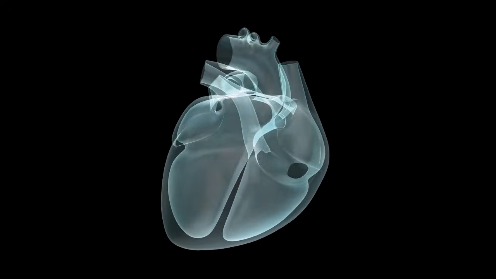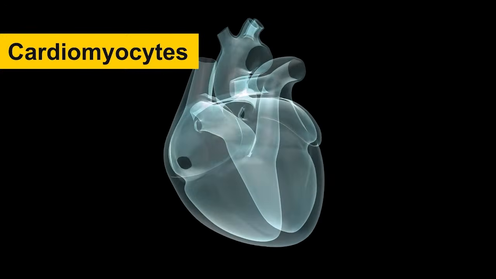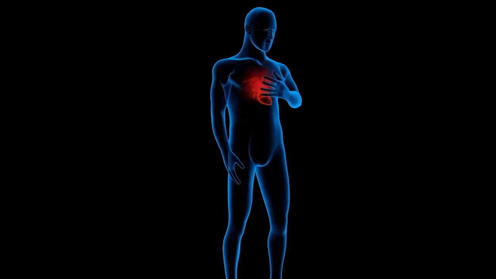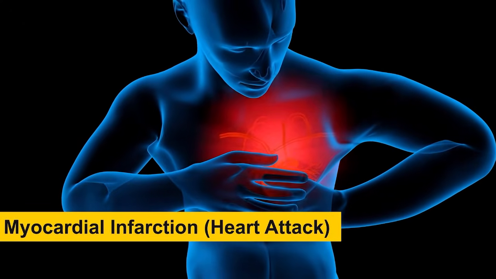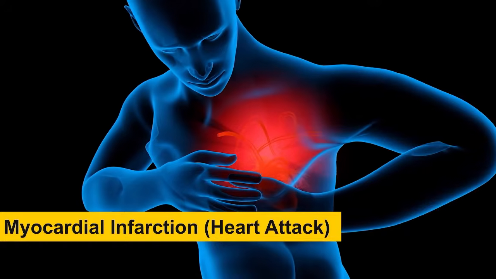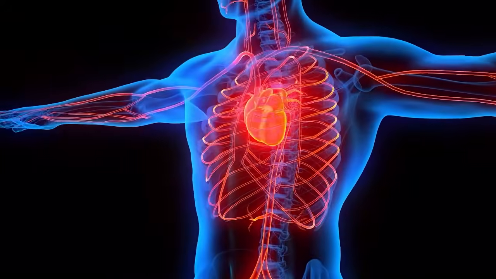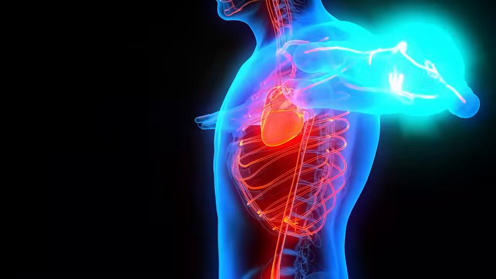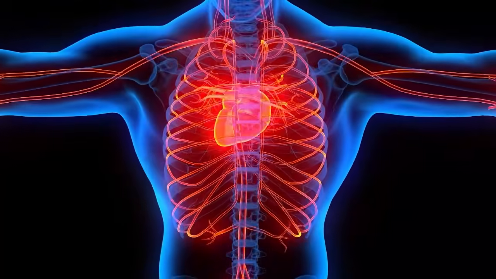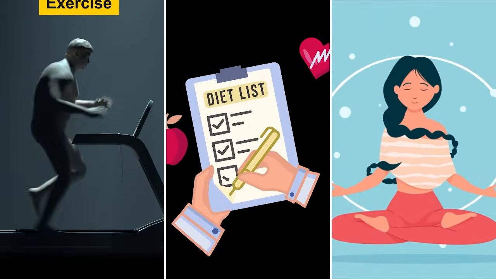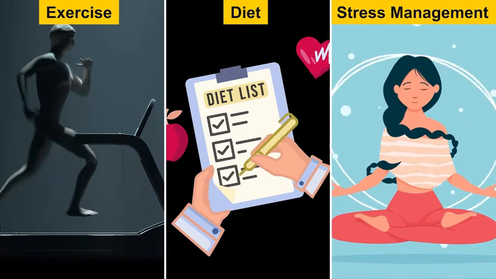Cardiac muscle cells, known as cardiomyocytes, have limited regenerative capacity. That's why damage from conditions like myocardial infarction, or heart attack, is often permanent, and prevention is critical. A healthy heart relies on proper blood flow, balanced electrolytes, especially calcium, sodium, and potassium, and regular oxygen delivery. Lifestyle factors such as exercise, diet, and stress management directly impact cardiac health.